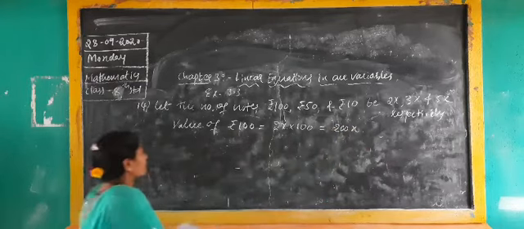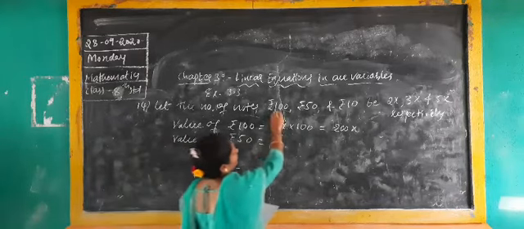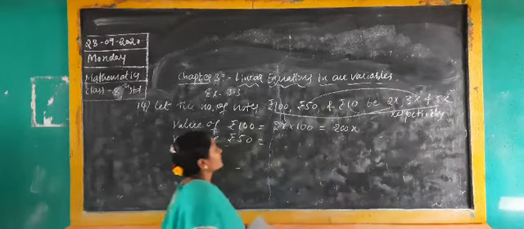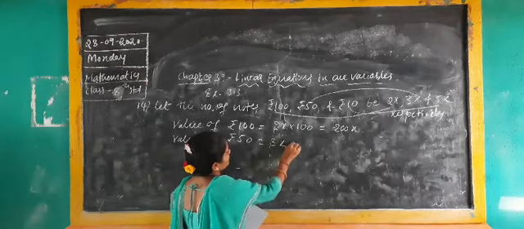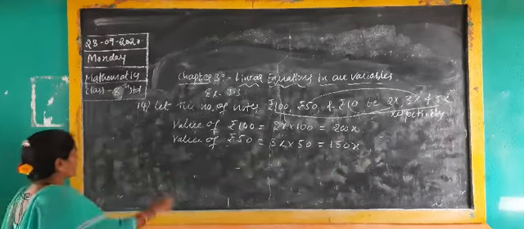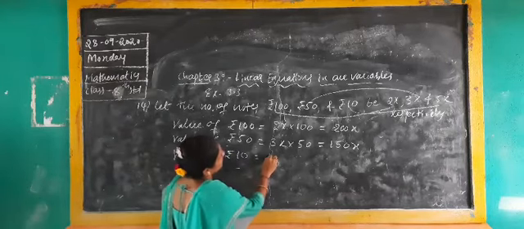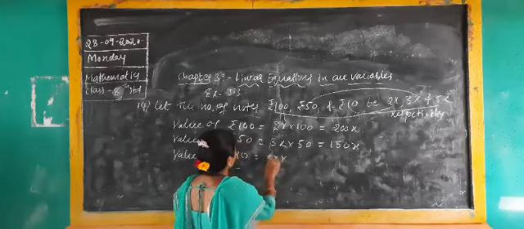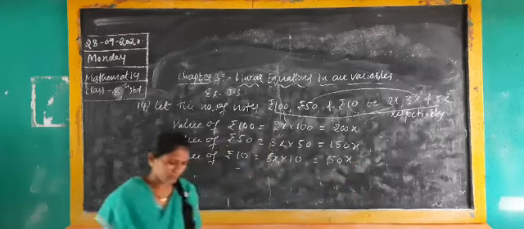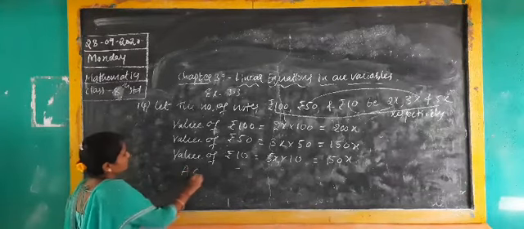Next, the value of rupee 50 notes. Here it is 3x, and 3x into 50 gives 150x. Next, the value of rupee 10 notes: 5x into 10, 10 5s are 50x. The total is 200x plus 150x plus 50x, which gives 400x. Write down according to the question what is given.